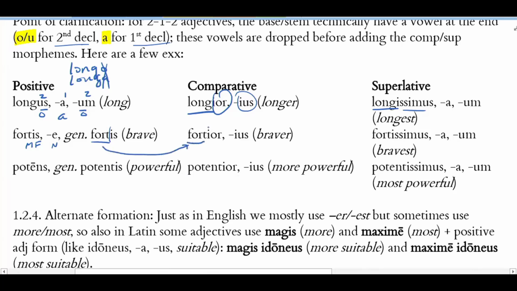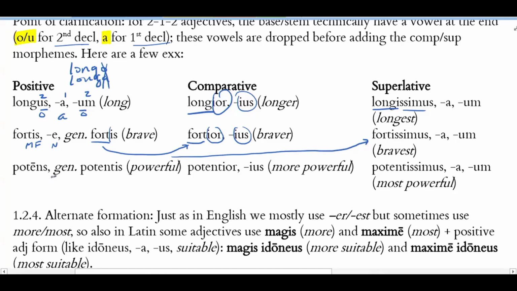So fort plus what? Ior for masculine and feminine. Fortis is brave, fortior is braver, if it's masculine or feminine. Fortius, braver if it's neuter. Okay, and then I borrow fort for the stem of the superlative, but just add issimus. Everybody, fortissimus. Fortissimus. Fortissima, fortissima. So bravest.